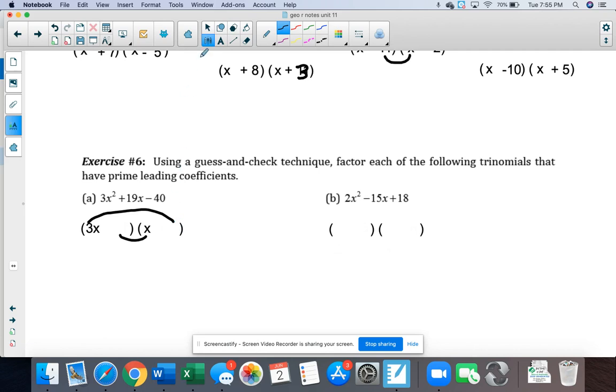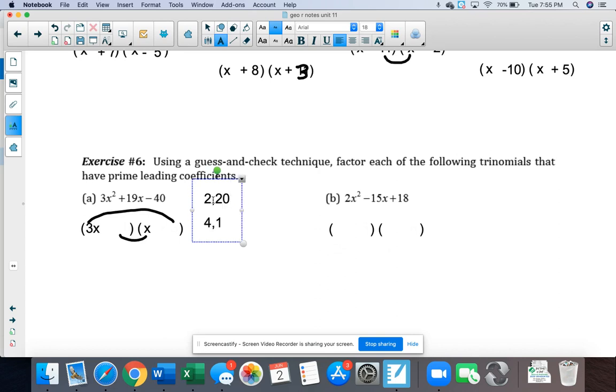So you're really just playing around with these factors. So 2 and 20, and you have to try them out in both positions. So I have like 2 and 20, and then I have 4 and 10, and then I have 5 and 8. And you have to try the 5 here and the 8 here and the 8 here and the 5 here. So it's really just guessing and checking, I think, is the easiest way that I prefer to do that.